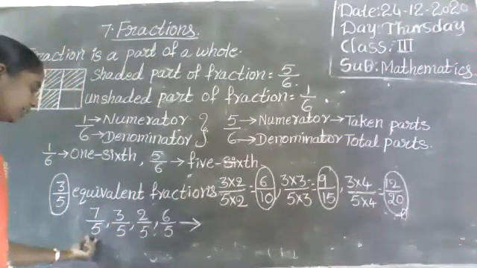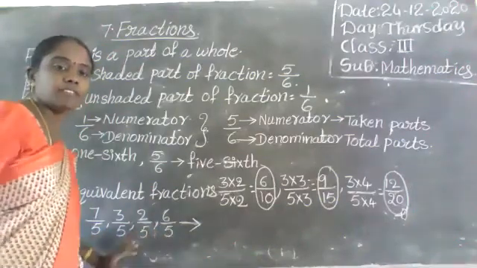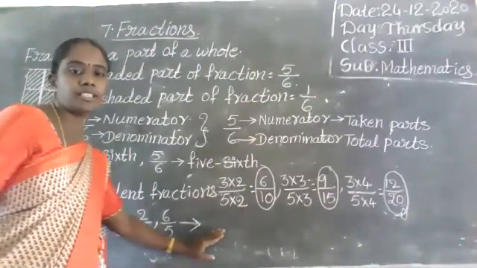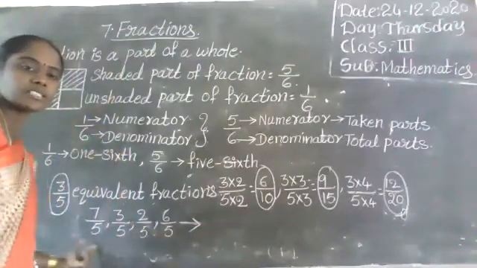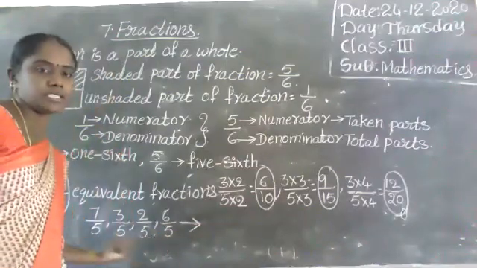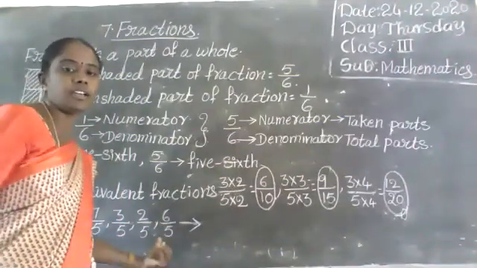Here given 7 by 5, 3 by 5 and 2 by 5 and 6 by 5. From these fractions, we have to write ascending order. How to write in ascending order? First, these fractions are like fractions. Here the denominators are the same number. 5, 5, 5, 5, 5.